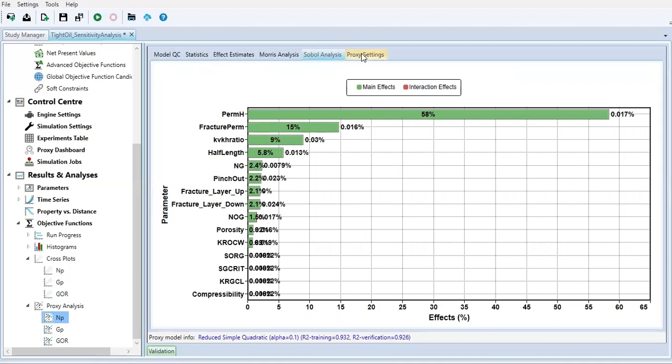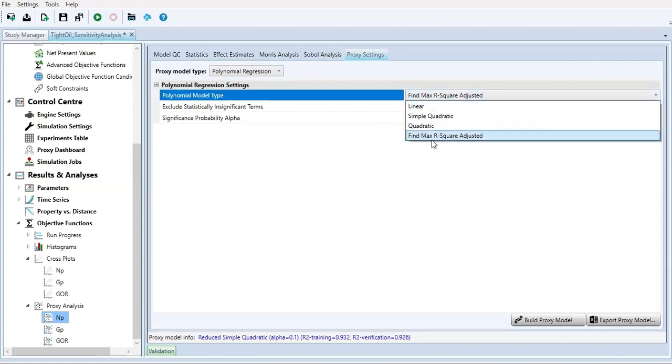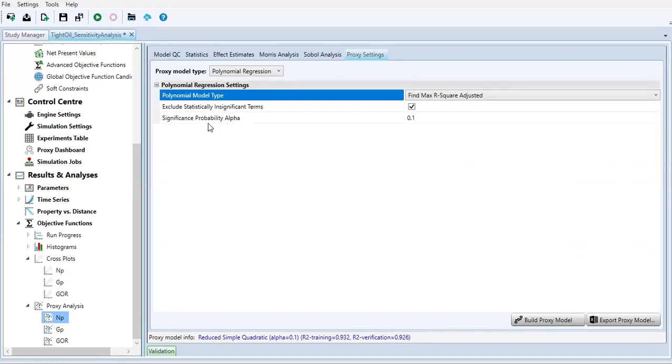All right, and the proxy setting, the proxy model type, polynomial regression. You can also do neural network if you want, but I think it's a story for another day. Polynomial model type, find max R square adjusted. Yeah, that's what we want, because high R square means good correlation. Exclude statistically insignificant terms. Yes. Significance probability alpha 0.1. Yeah, generally we use that.